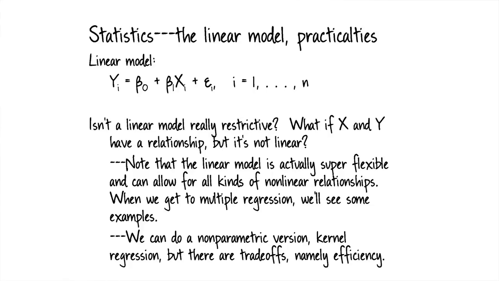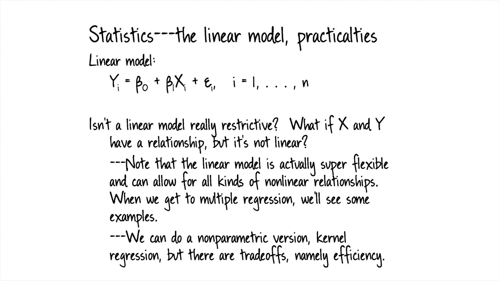Another practical issue that we'll deal with in more detail in multiple regression. You might be thinking, well, fine, the linear model seems pretty useful. We can use it for all kinds of stuff. But isn't it really restrictive? I mean, maybe there is a relationship between these variables, but it's just not linear. And so we're imposing linearity here. That seems like something we wouldn't often want to do. Well, there are a couple of things I can say about this. One is that the linear model is actually super flexible.